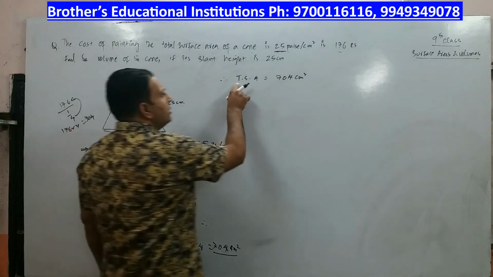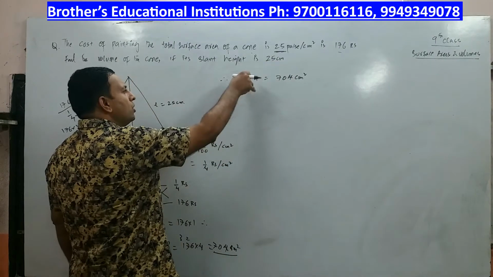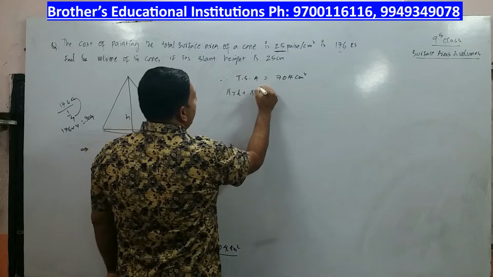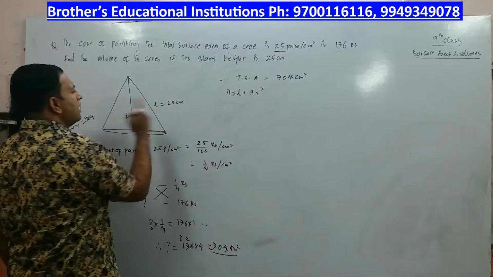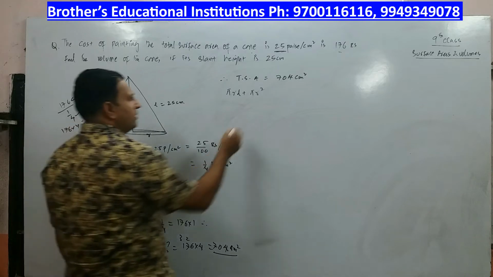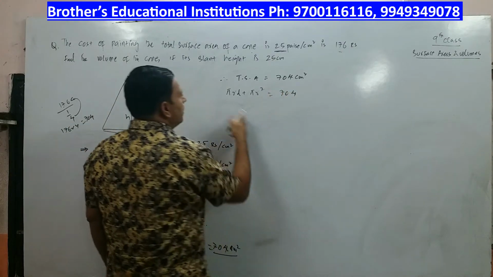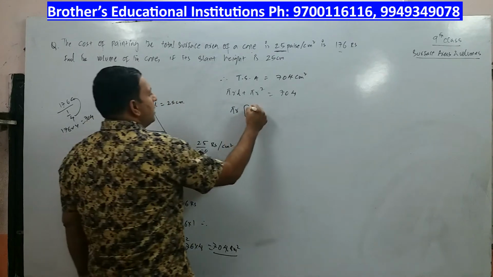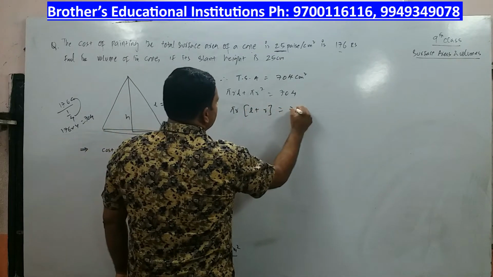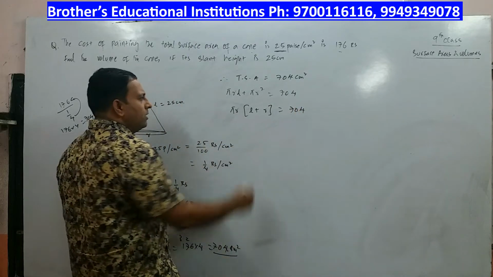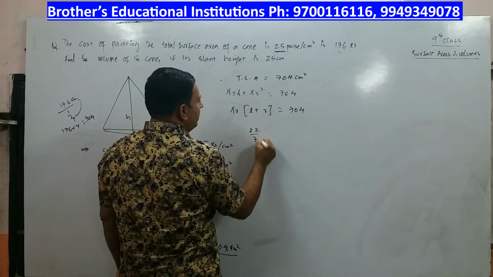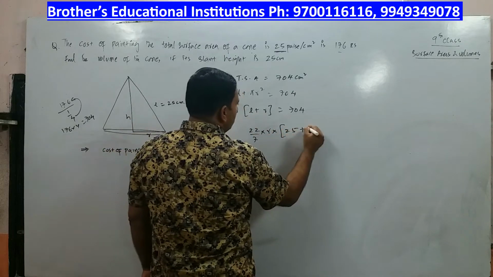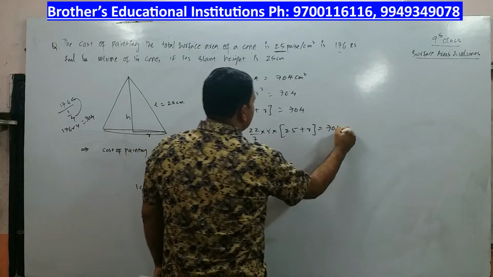So what I got is the total surface area of the cone. Now what is the total surface area formula? It is pi R L plus pi R square. Pi R L is the curved surface area, pi R square is the area of the base, and it is equal to 704. Now is there anything you can take common? Yes, you can take pi R as common, so it is pi R into L plus R is equal to 704. Now pi is 22 upon 7, into R, we do not know, L we know, it is 25 plus R, equal to 704.